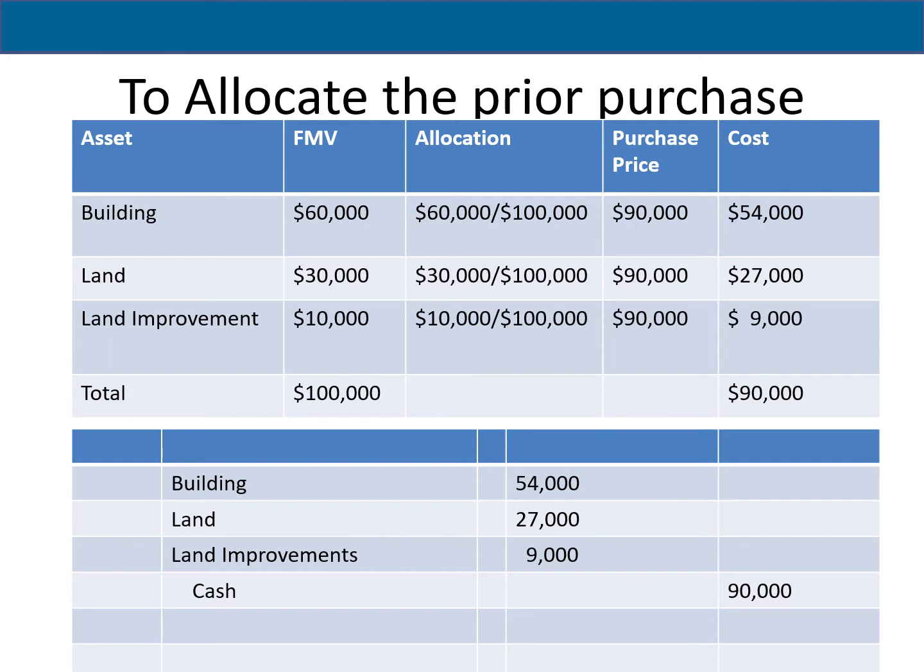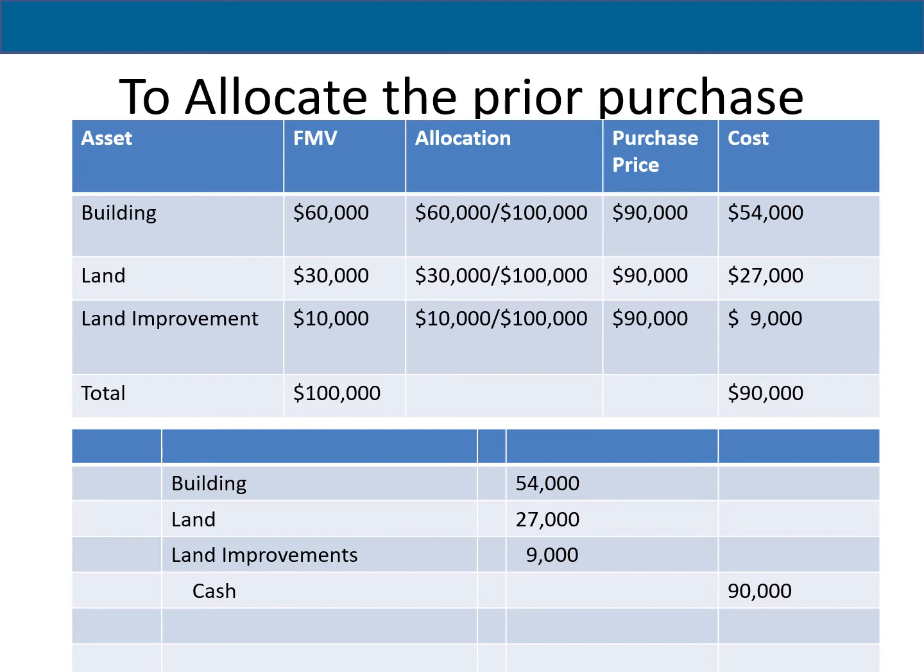So what we do is allocate each asset's fair market value by the total of all the assets' fair market value. So 60,000 over 100,000 would give us 60%. So 60% of the amount we actually spent, 90,000, would be allocated to the building. So the cost of the building would be 54,000. Do the same with the land.